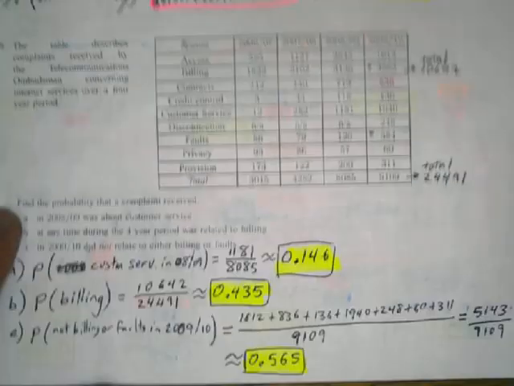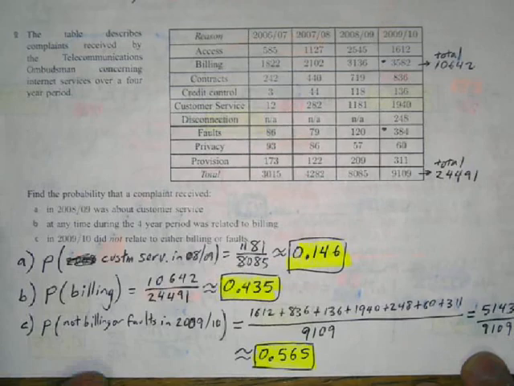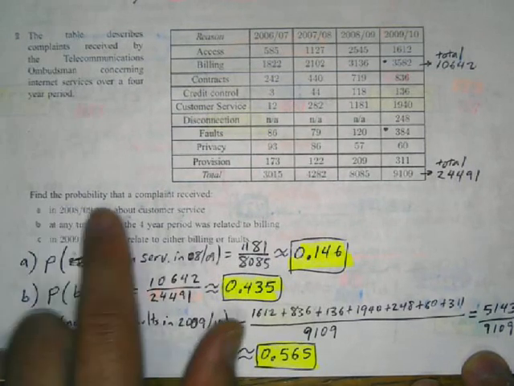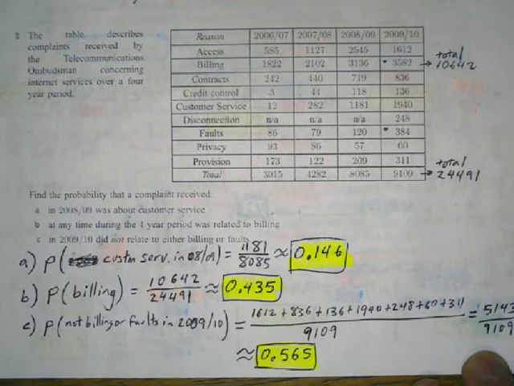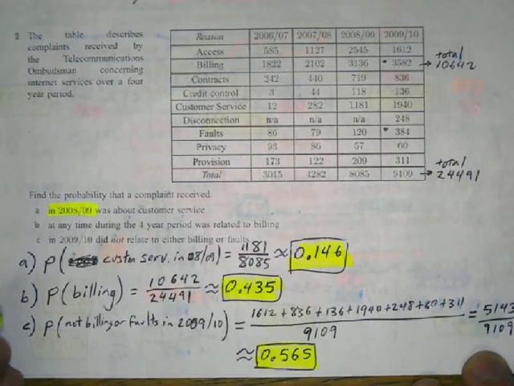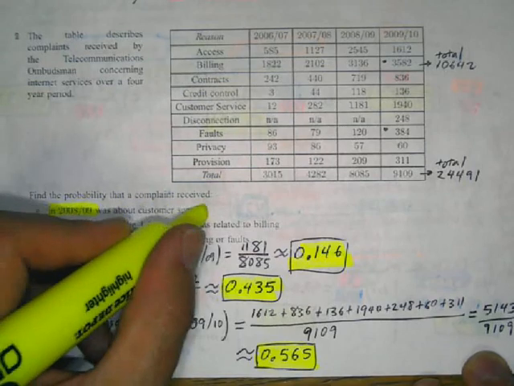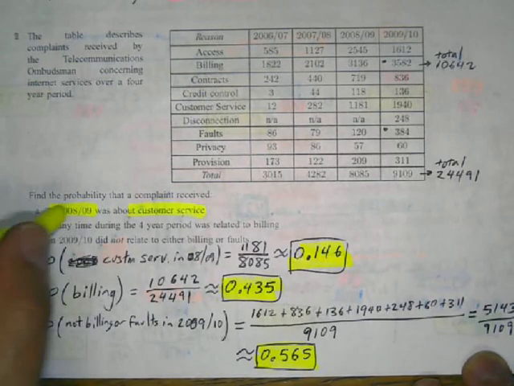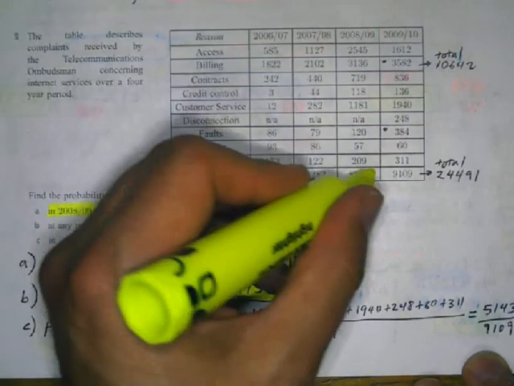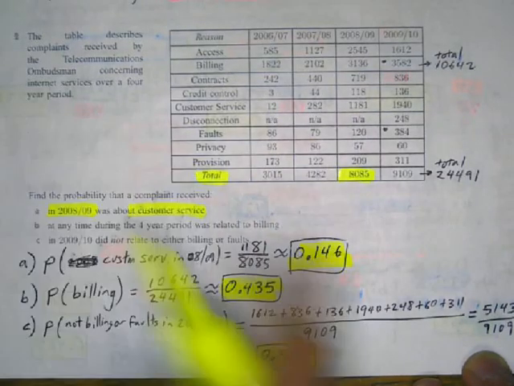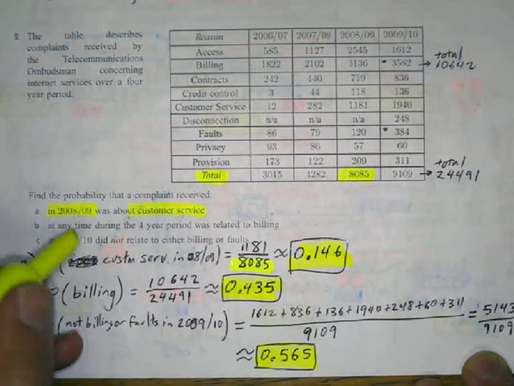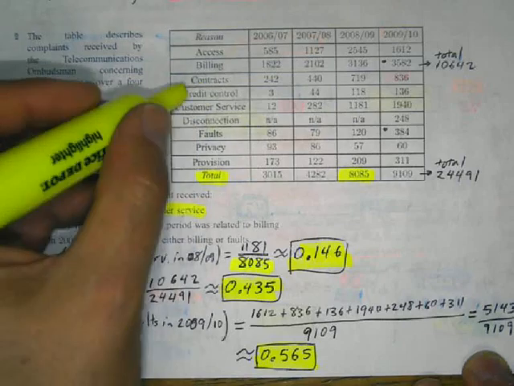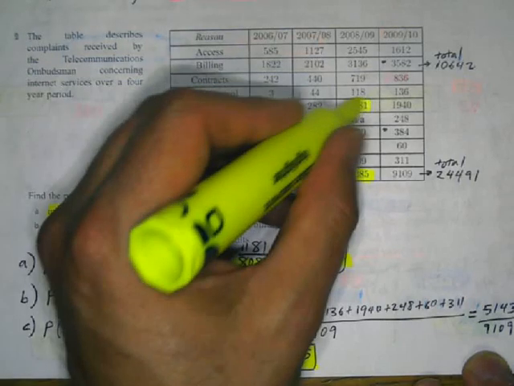Okay, next one here. We've got a table. Find the probability that a complaint received in this year, 2008-09, was customer service. So in 2008-09, the total here was this value. Notice we got that there. And the complaint was customer service. So we go to customer service, and that's my numerator.